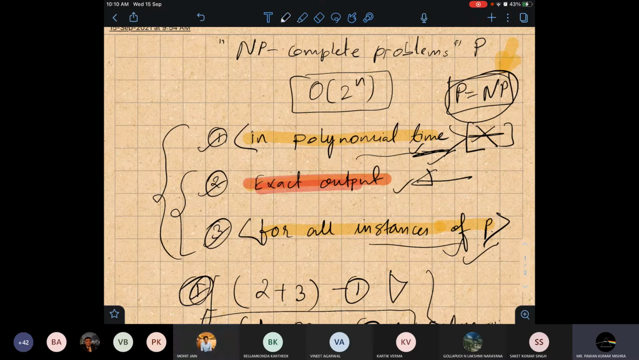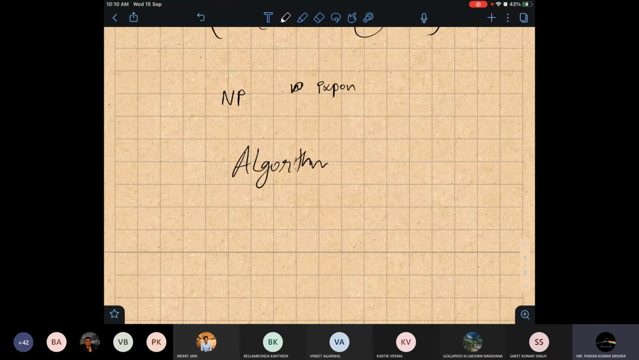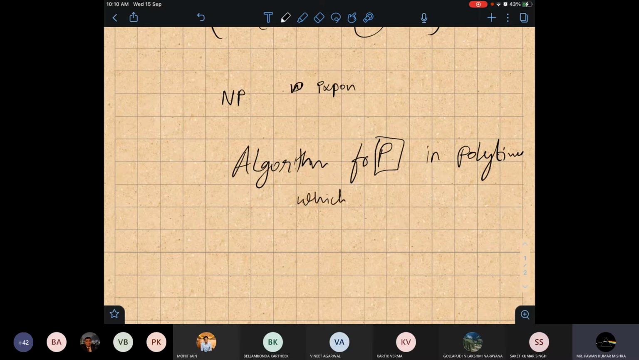So we need to leave at least one aspect. So I am leaving exact output. What I'm saying is, I will design an algorithm for some problem P which runs in polytime and which gives me output close to the optimal solution.